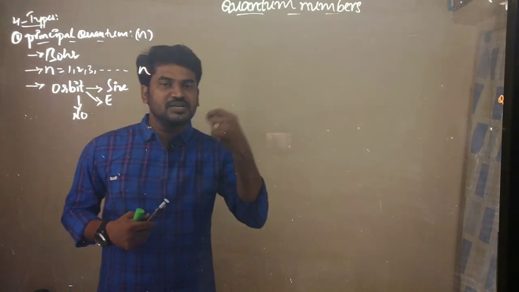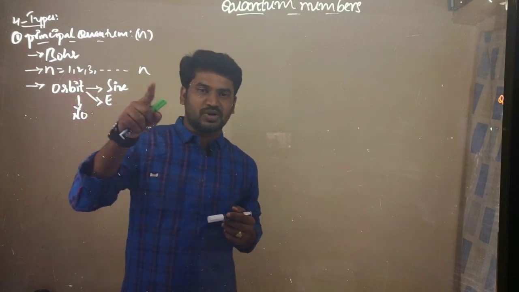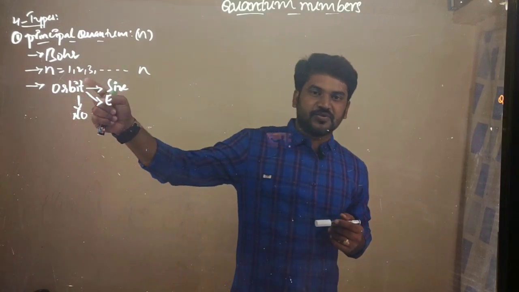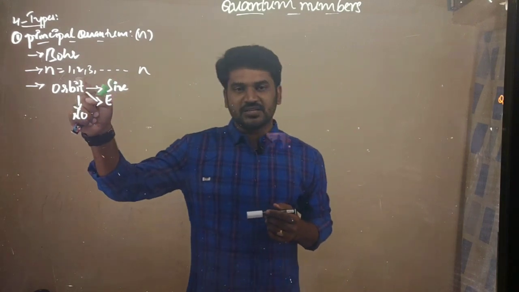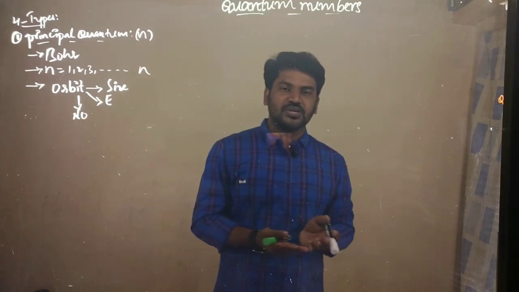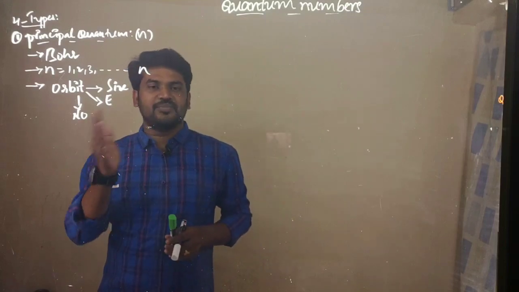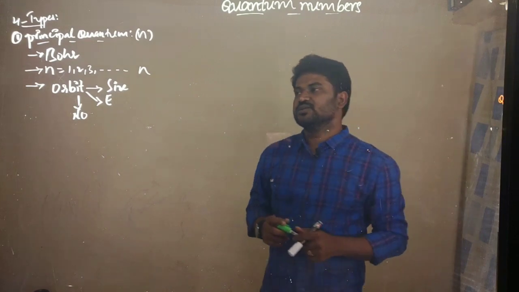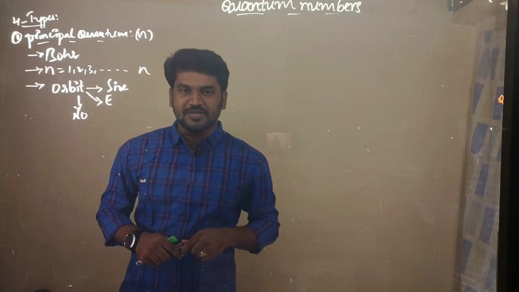As the number increases, the numbers start from 1, 2, 3, and so on. Suppose the first orbit is there. If you go to the second orbit, what happens? The number increases, yes or no? The number increases, size increases, and automatically energy also increases. So that is what the principal quantum number tells us about the orbit.